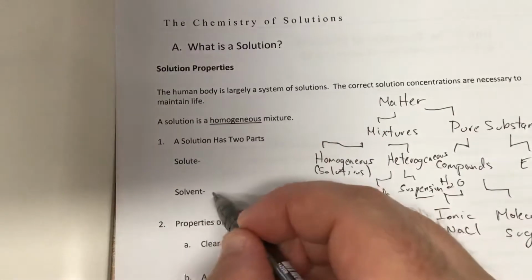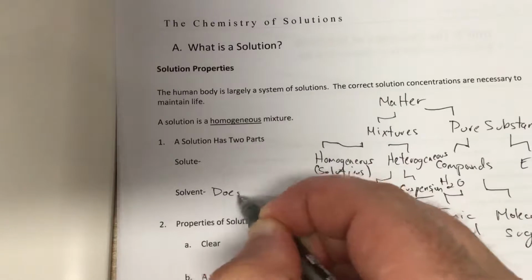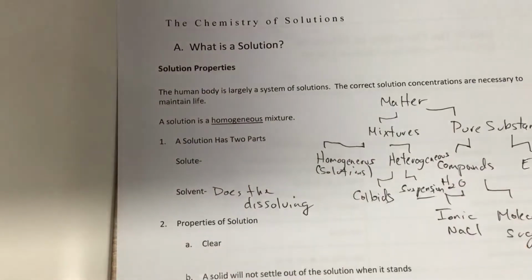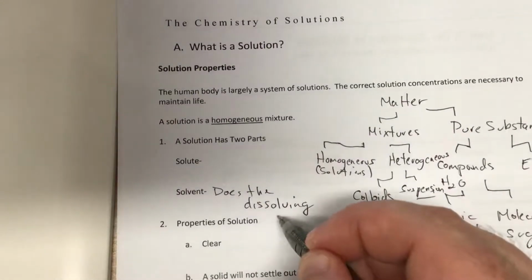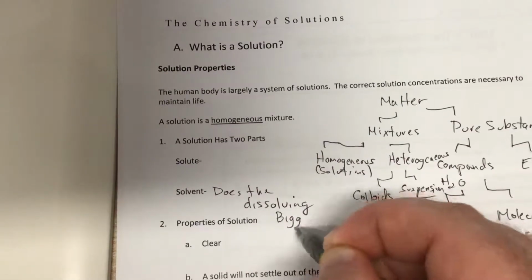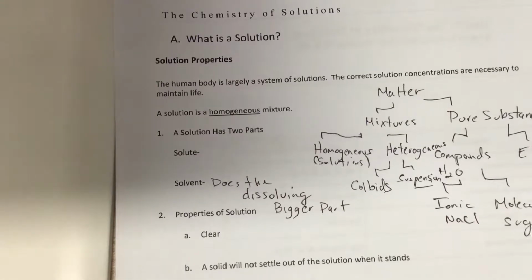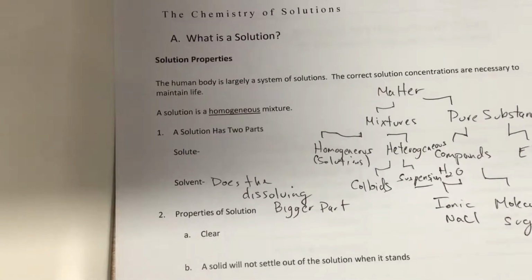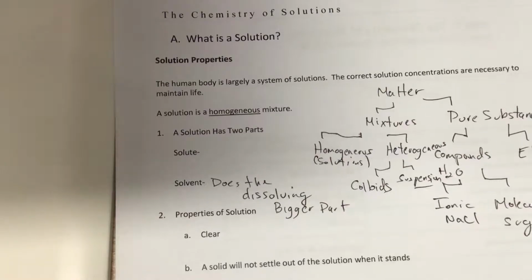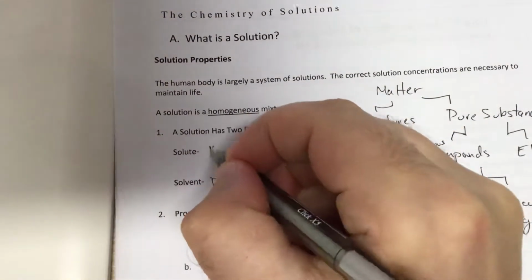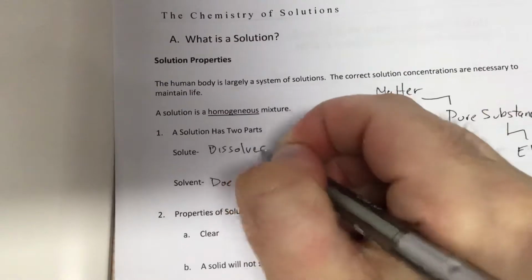Okay, the solvent is the part that does the dissolving. Okay, you need to write some sort of definition down. It does the dissolving. It's the bigger part. The part that's more will always be your solvent. So in a lot of the cases we're looking at, water is our solvent. Right? We mix sugar and water together. We get water as your solvent, and sugar then becomes the solute, the thing that is dissolved.